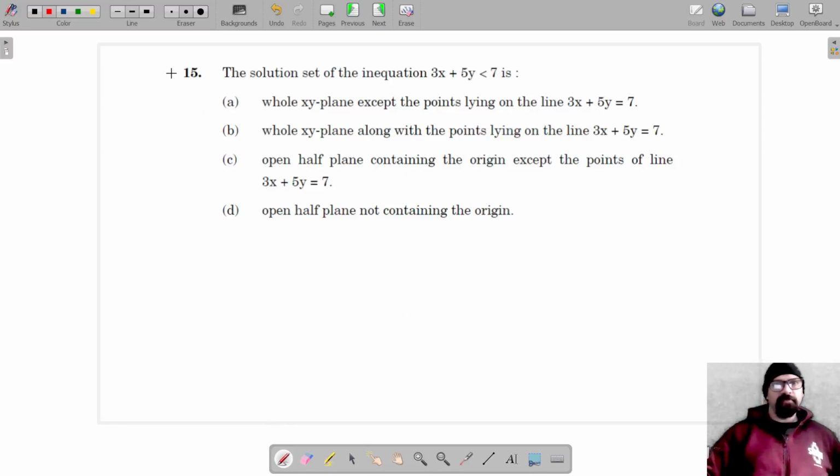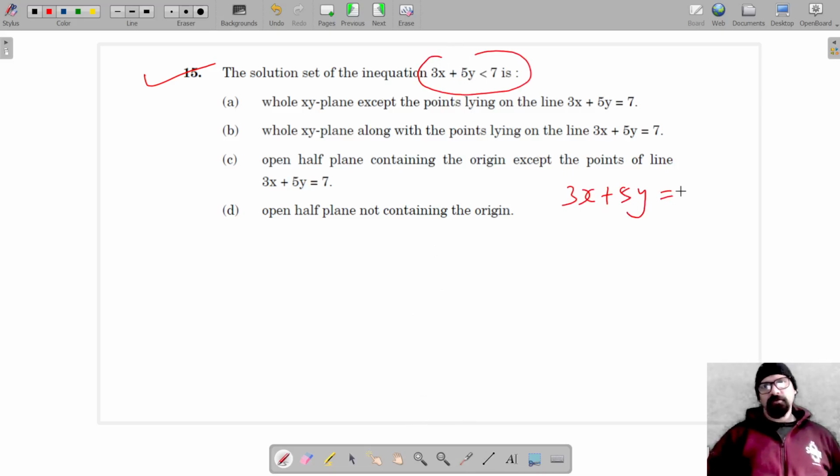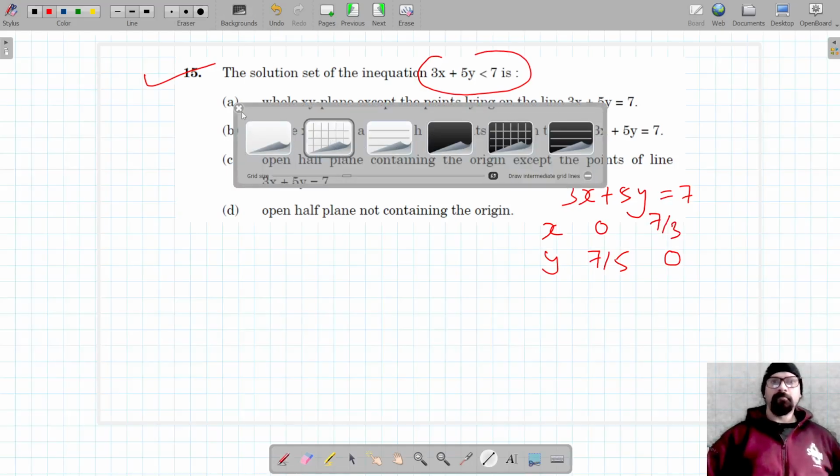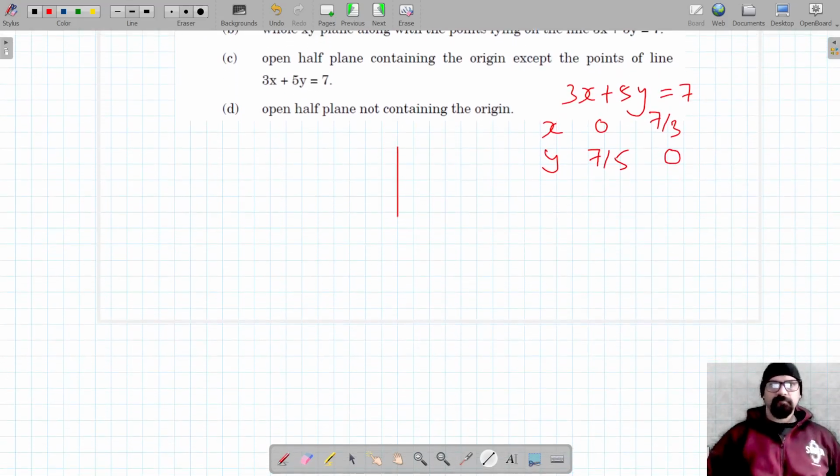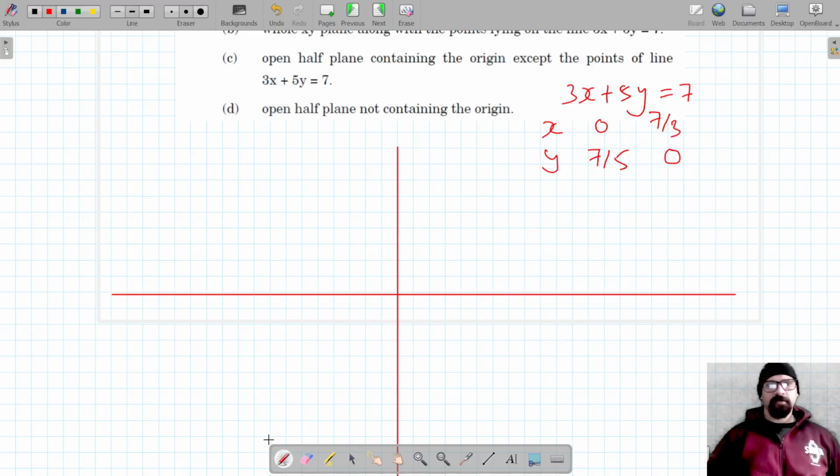Okay, for question number 15, we have to find the solution set of the inequation. To find it, let's find the coordinates x and y. If I put x is equal to 0, that gives me y as 7 by 5. If I put y is equal to 0, that gives me x as 7 by 3. Now let's draw it in the Cartesian plane. So this is the Cartesian plane.